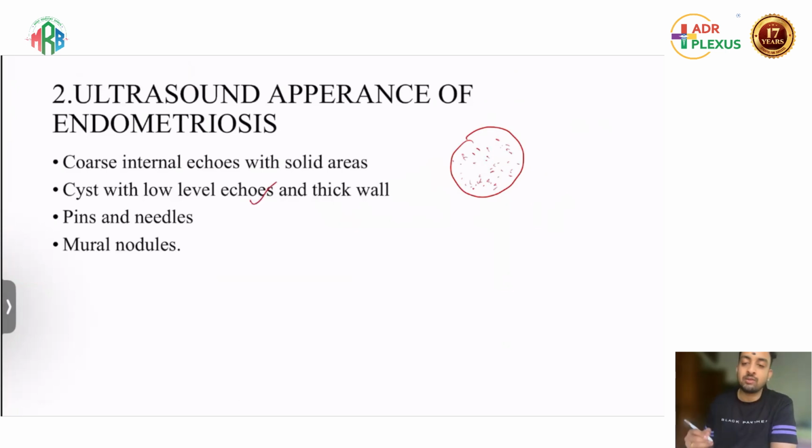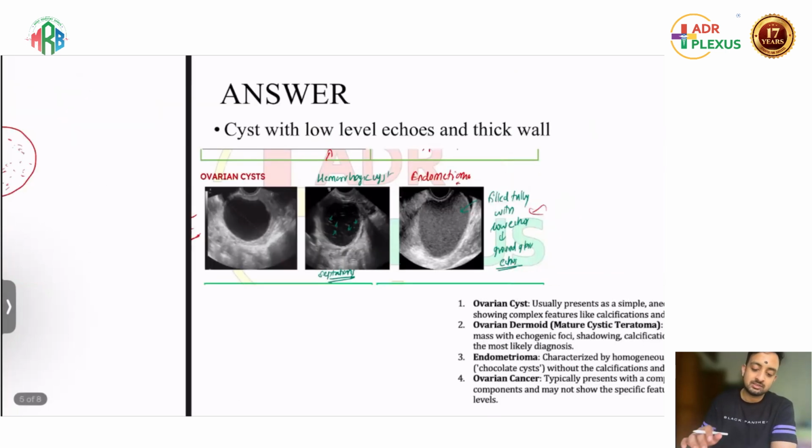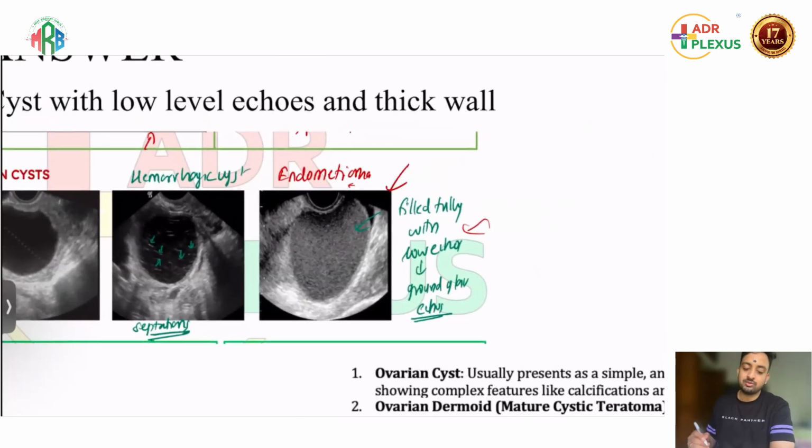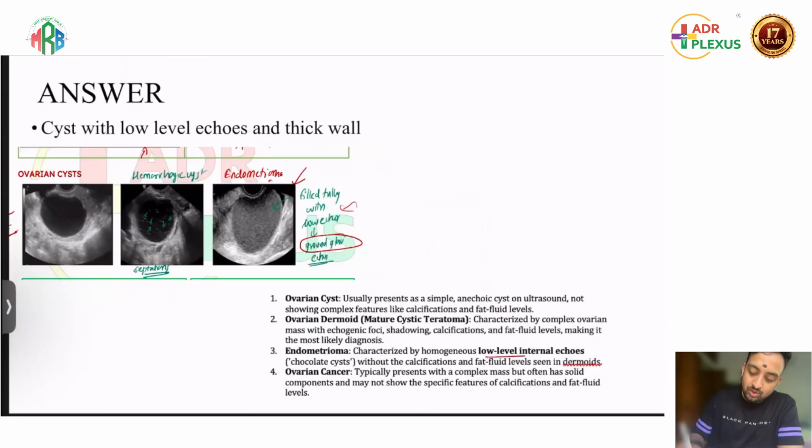So this is a cystic wall with low level internal echoes. That is the answer. See, this is how an endometriotic cyst or endometriosis will be seen. It will be a cystic lesion which is filled with homogeneous low level internal echoes. That is also called ground glass echoes. Okay, you can call that ground glass echoes. So low level internal echoes is the answer.